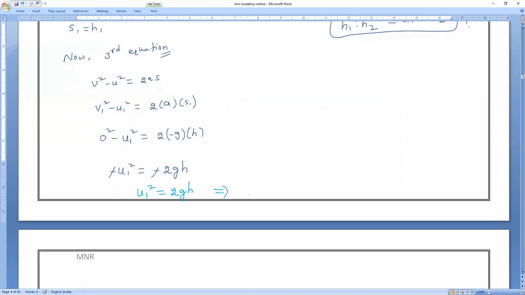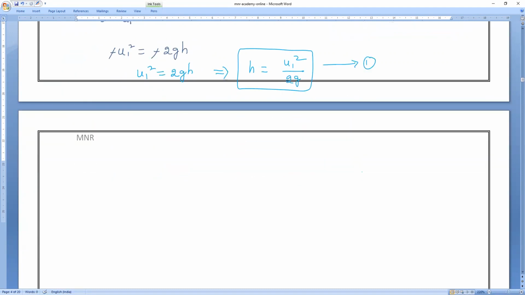Now from this, I will write it. We want the h ratio. h is equal to u1 square by 2g. Is there any problem for you people if I write like this? Yes. Let me take this as equation 1. So this is for the first stone.